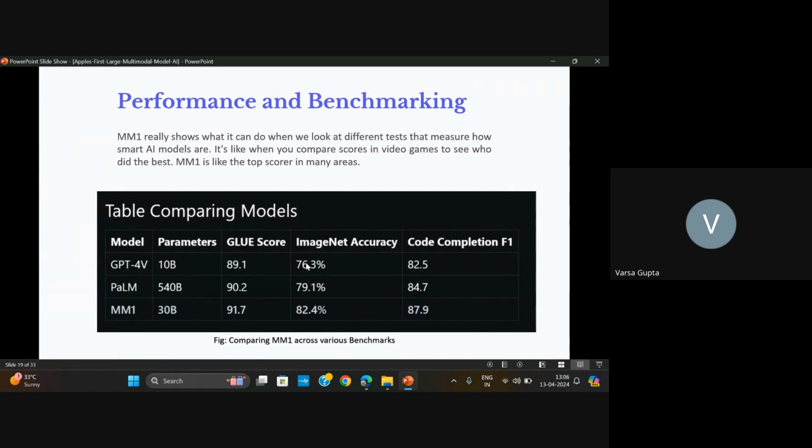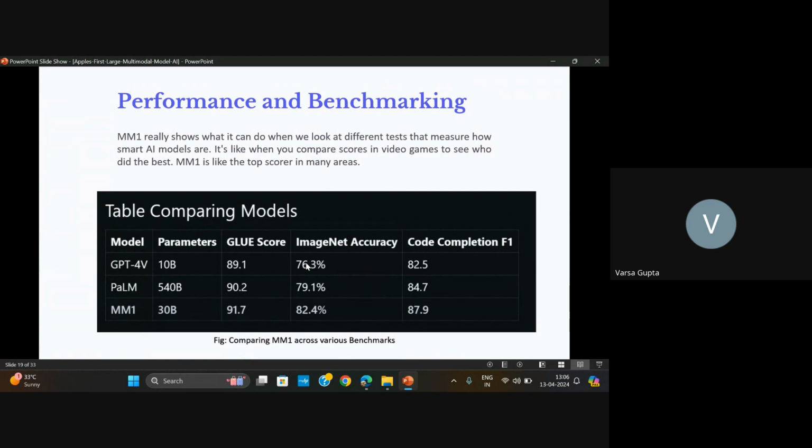And the second benchmark we see is the ImageNet accuracy. ImageNet is a diverse image data set which helps in image recognition. In this scenario, the MM1 model has an accuracy of 82.4%, which is again higher than GPT-4 and Palm. That shows that 82.4% of the time the MM1 model is right, which is really a good score.